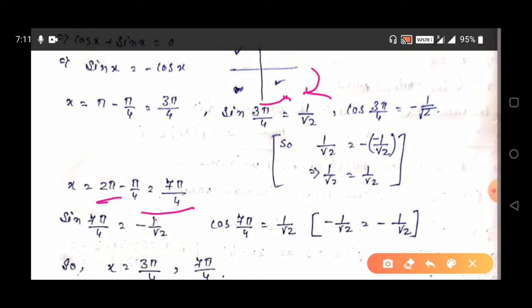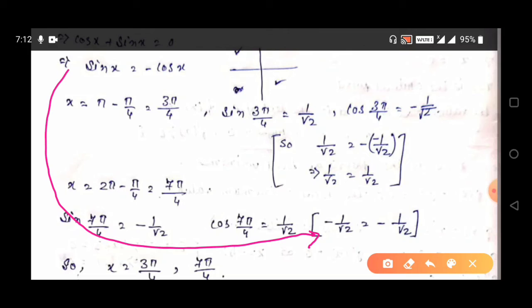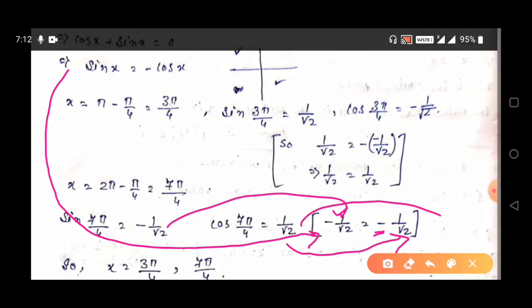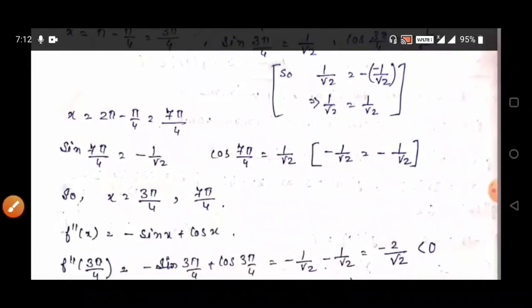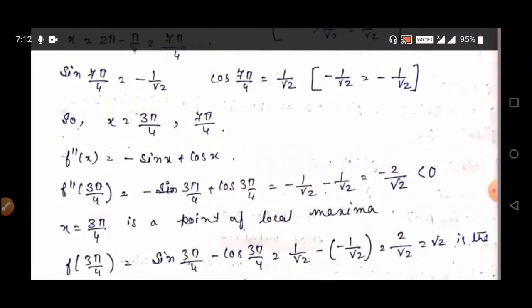Now sin 7 pi by 4 is minus 1 by root 2, and cos 7 pi by 4 is 1 by root 2. From this line, sin x is equal to minus cos x. If we put the values, then in place of sin x we write minus 1 by root 2, and in place of cos x we write 1 by root 2, and this minus sign is already given. So from here we can say minus 1 by root 2 is equal to minus 1 by root 2. So this is satisfied. That means x can take the value 7 pi by 4. So two critical values are 3 pi by 4 and 7 pi by 4.